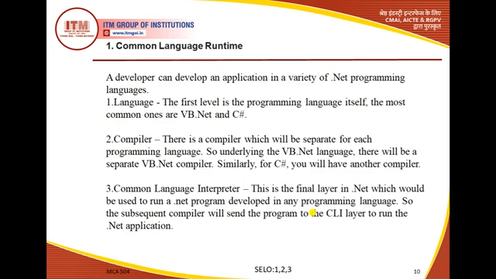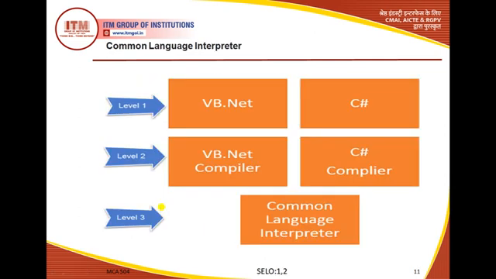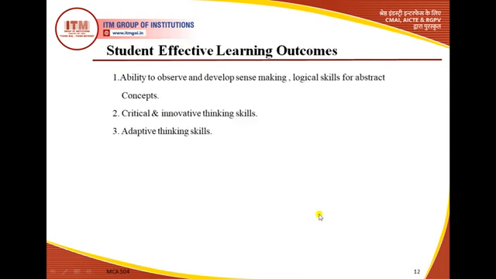So the subsequent compiler, after doing its job, will forward the program to the CLI layer. Now this is the common language interpreter, where we can see very easily that VB.NET has its separate compiler, and C#.NET has a separate C# compiler, and finally the program will be handed over to the common language interpreter for execution.